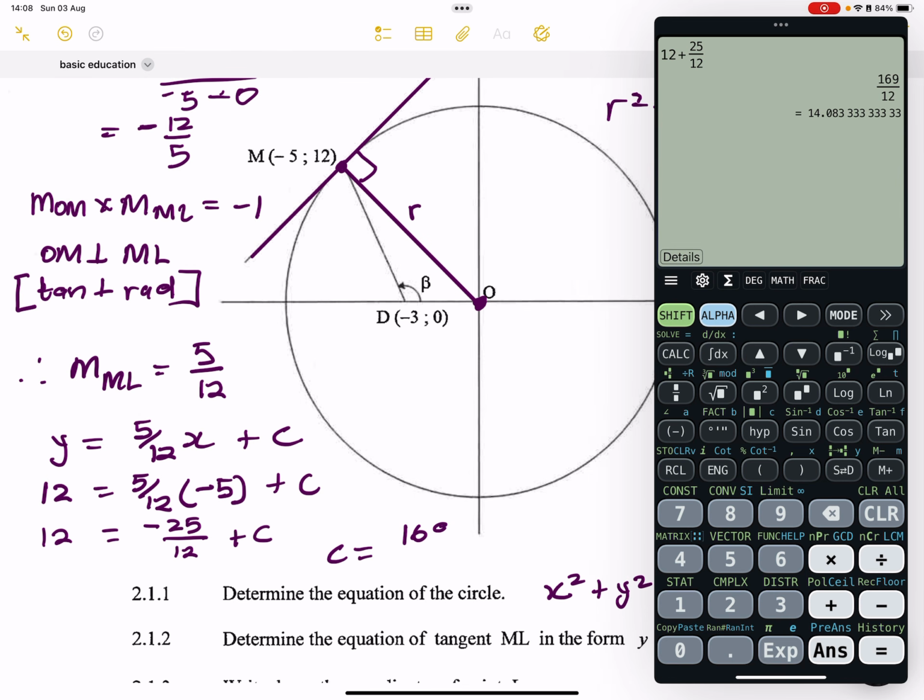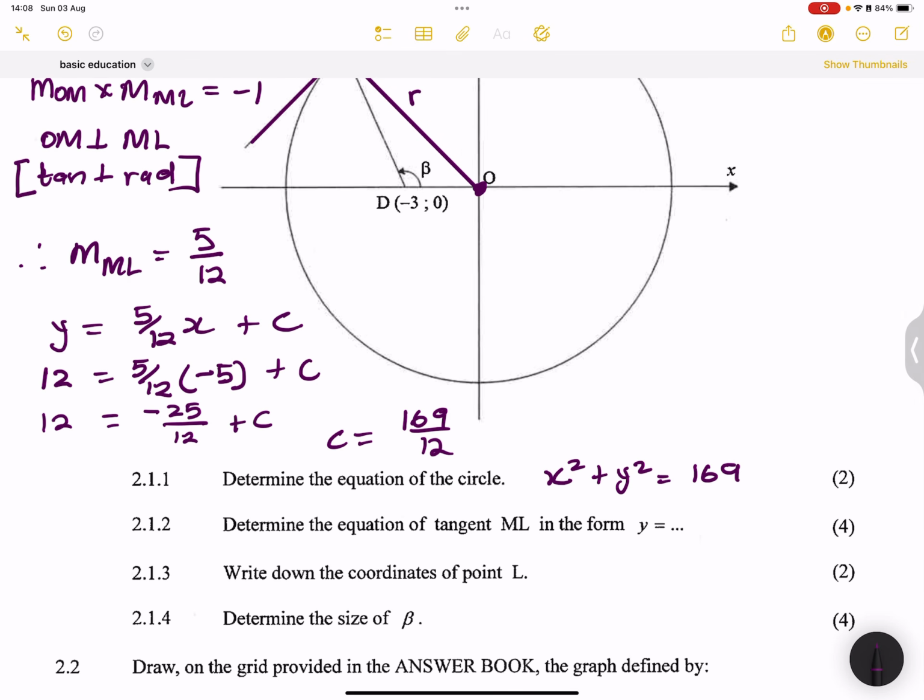Which means that the equation of this line would be y equals 5 over 12 x plus 169 over 12. All right, guys, 5 over 12, let's not ruin it. So that's the equation of the line ML. All right, now let's go to the next point. They say to us, write down the coordinates of L.